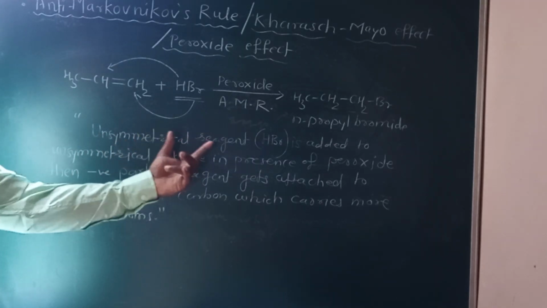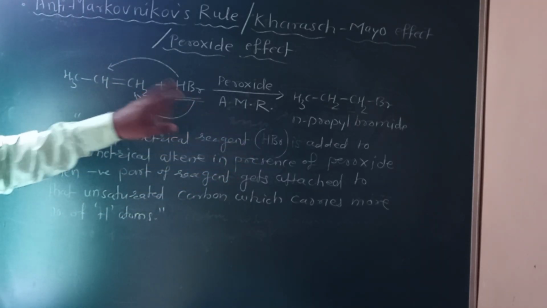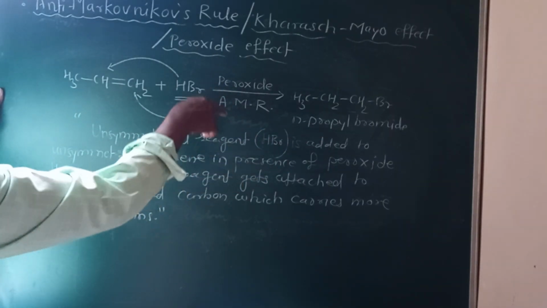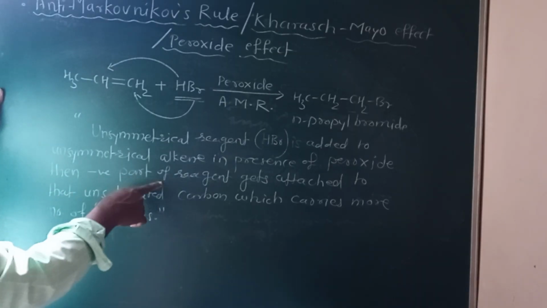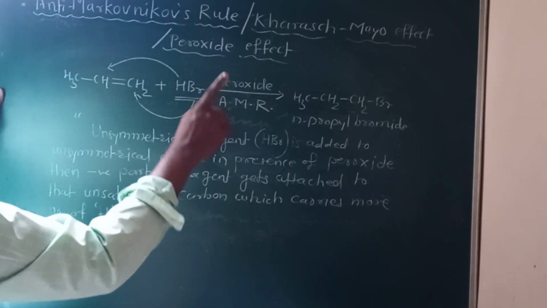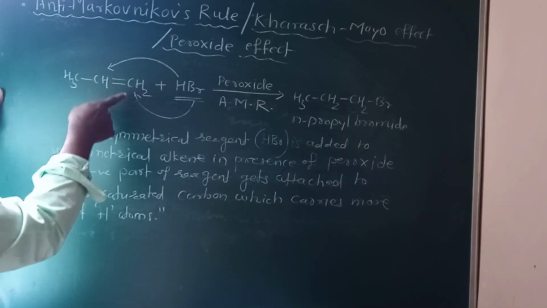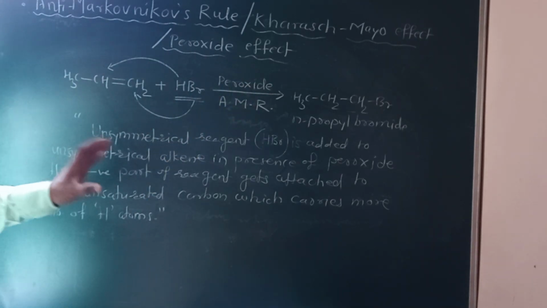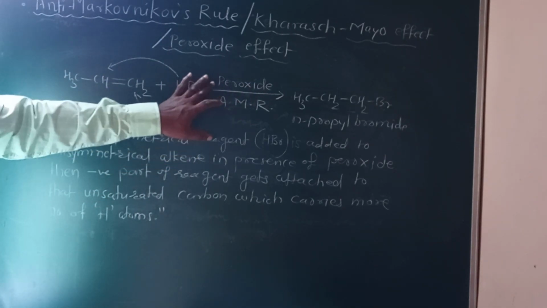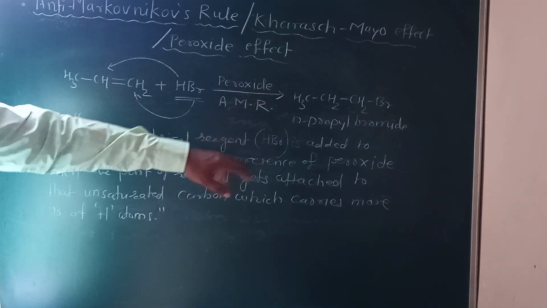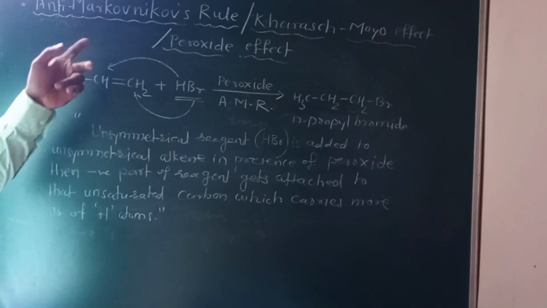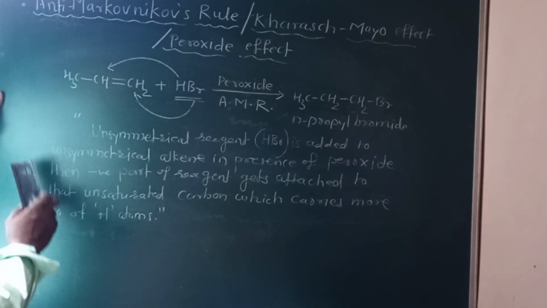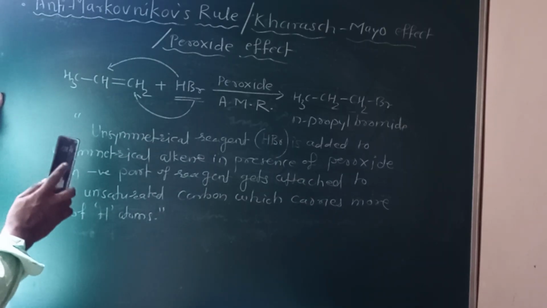That is, when HBr is added to an unsymmetrical alkene like propene in the presence of any peroxide, the negative part of the reagent, that is Br minus, gets attached to the unsaturated carbon which carries more hydrogen atoms, giving that as the major product. So the major product of this reaction, because of the presence of peroxide, is n-propyl bromide. In the absence of peroxide, the reaction follows Markovnikov's rule, where we get isopropyl bromide as the major one, that is 2-bromopropane.